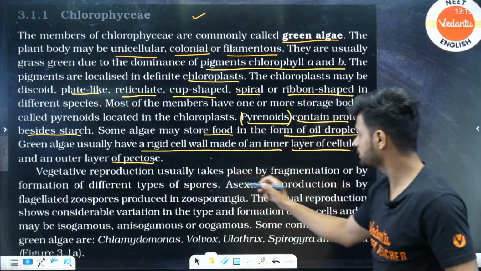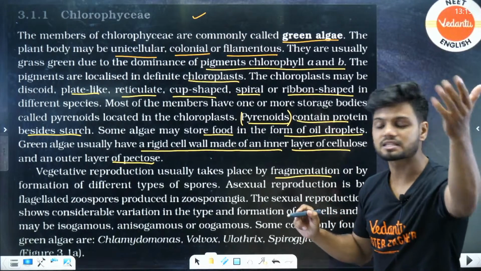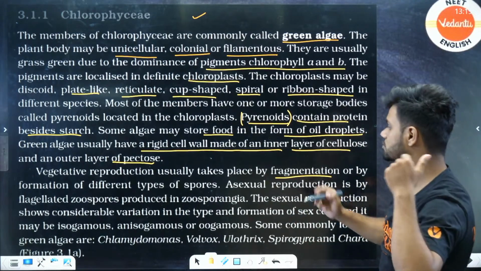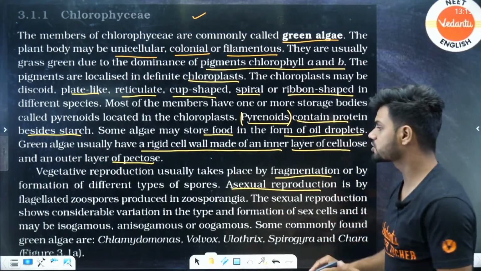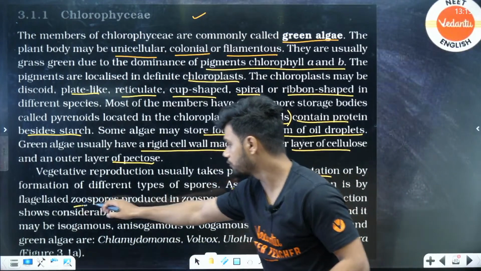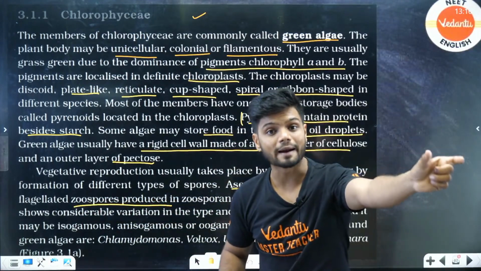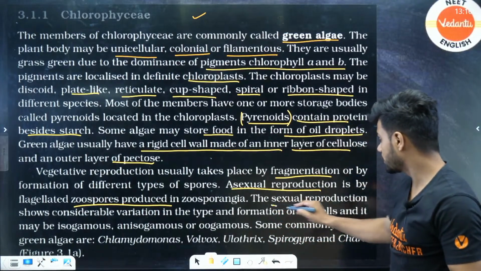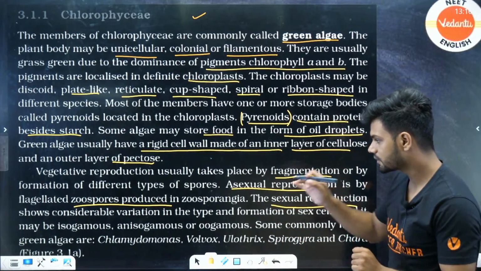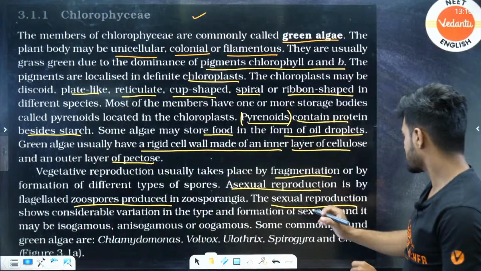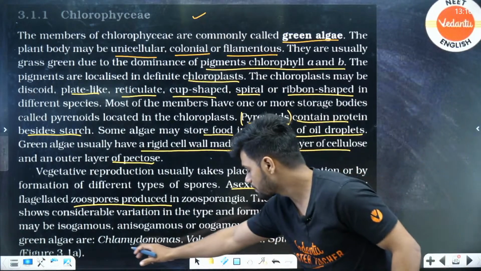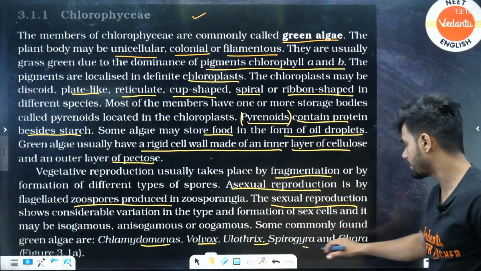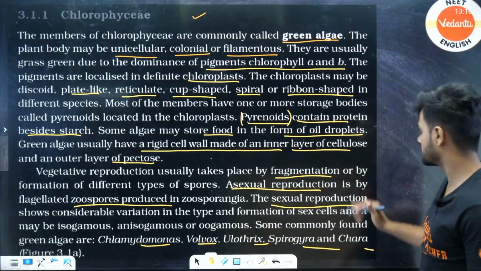Vegetative reproduction usually takes place by fragmentation. An example is Spirogyra. Asexual reproduction also happens with the help of zoospore formation, as we learned in the case of Chlamydomonas. We also learned about sexual reproduction. Some commonly found algae examples given here: Chlamydomonas, Volvox, Ulothrix, Spirogyra, Chara.